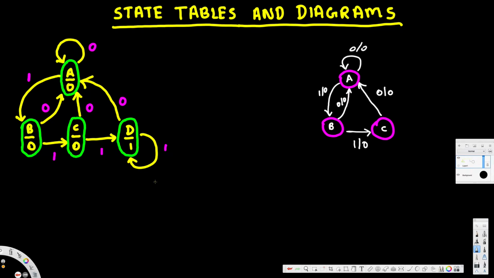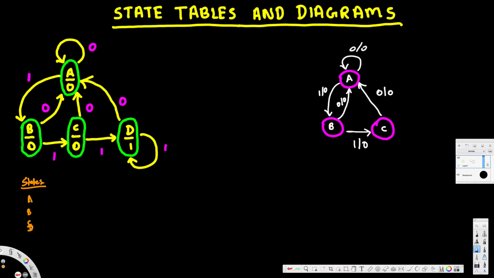Going on, guys? In this video we are going to take a look at state tables and state diagrams. Here we have a state diagram and we are going to write the state table for this. Now let's look at the states here. There are four states: A, B, C, D.